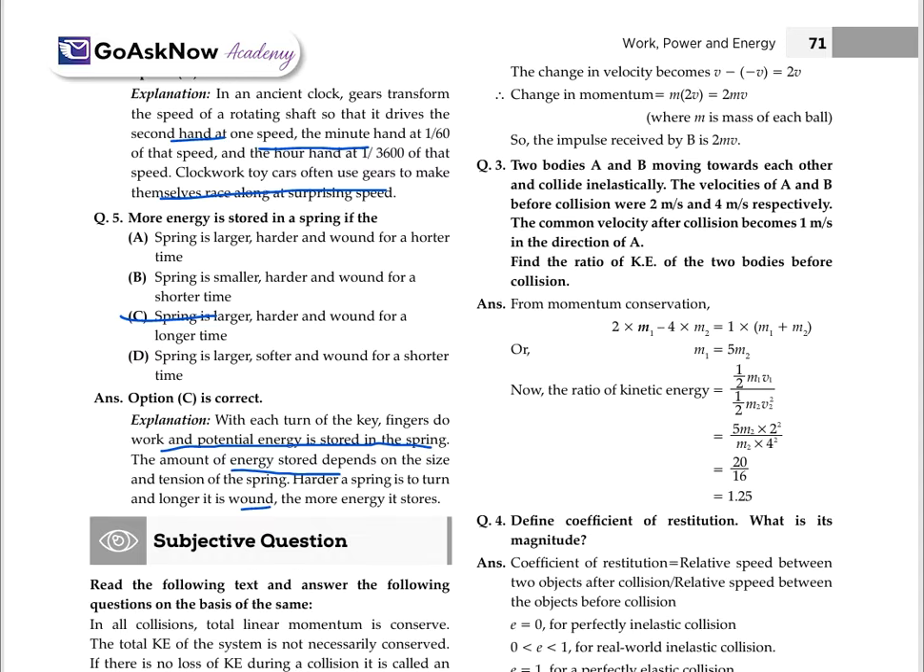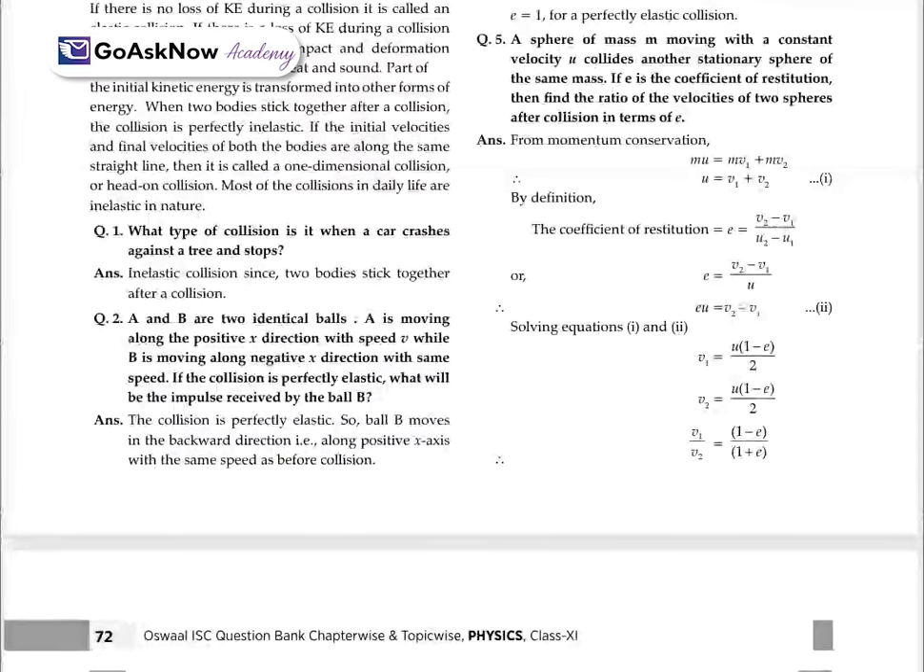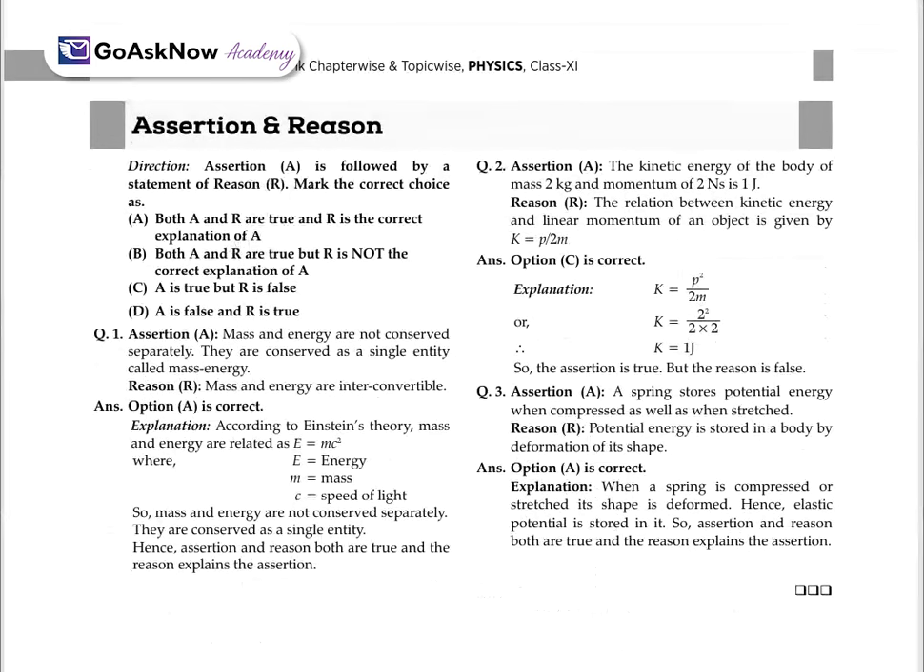Now, we have some more subjective questions, and on the basis of that we'll have to answer them. Now this is the assertion and reason based question. We have an assertion and a reason. We'll have to determine whether both are correct, whether A is true or B is not, whether A is true and B is dependent on A as well, or A is false and R is true, like this. So it depends on assertion and reason.